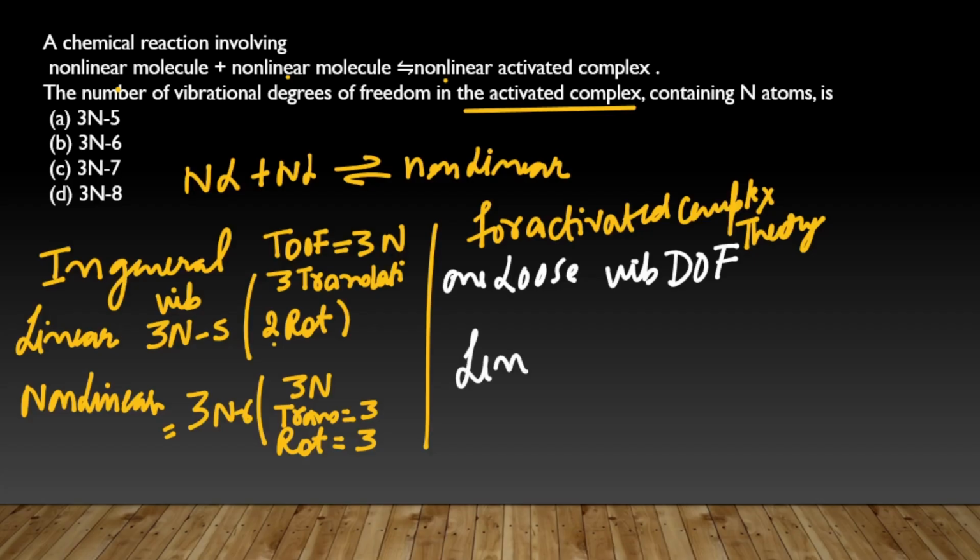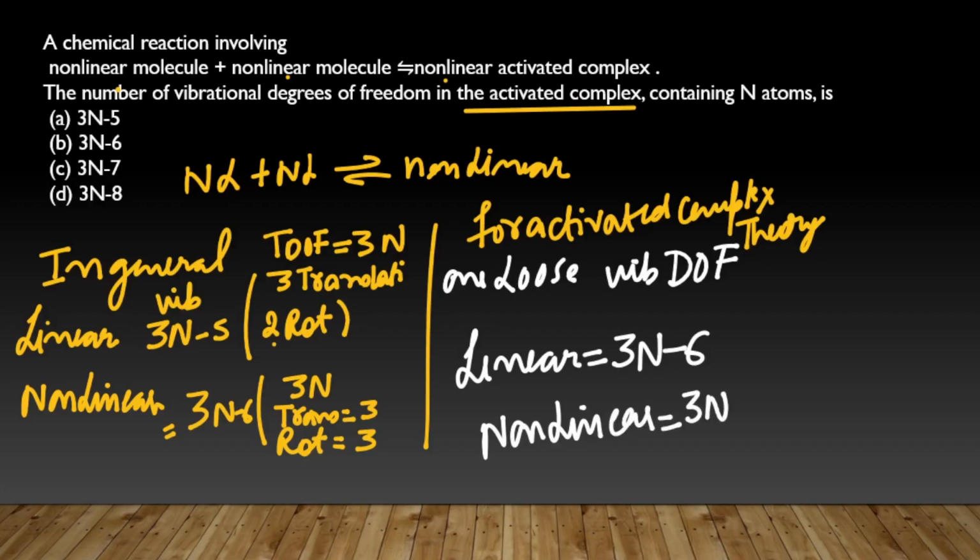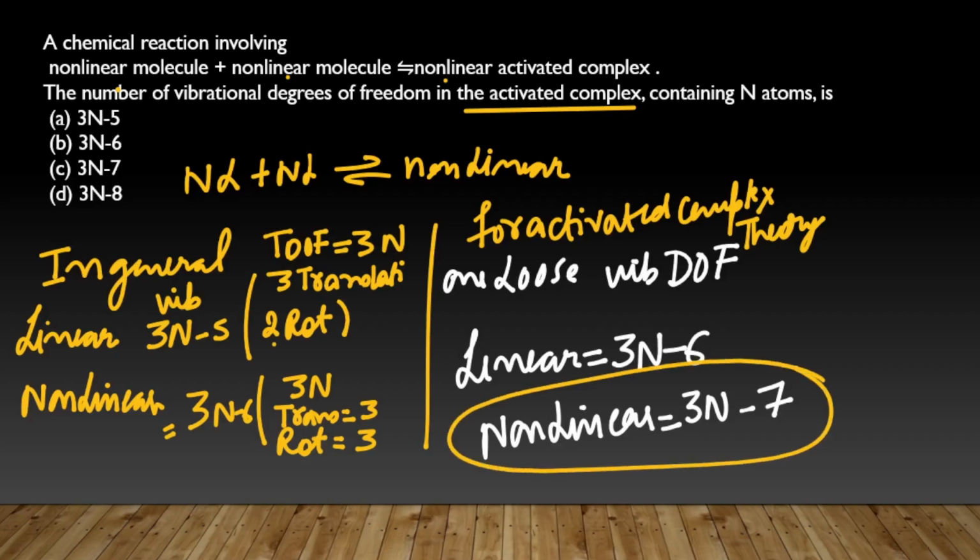Here in the case of linear, the number of vibrational degrees of freedom will be 3n minus 6, whereas for the non-linear one, it is going to be 3n minus 7. So they are asking us for this activated complex the number of vibrational degrees of freedom. So in the nonlinear molecule, we will have 3n minus 7. So the correct answer is option C in this case.